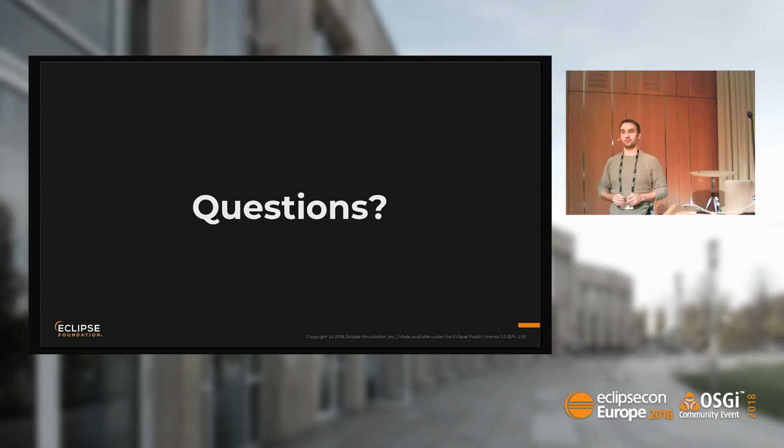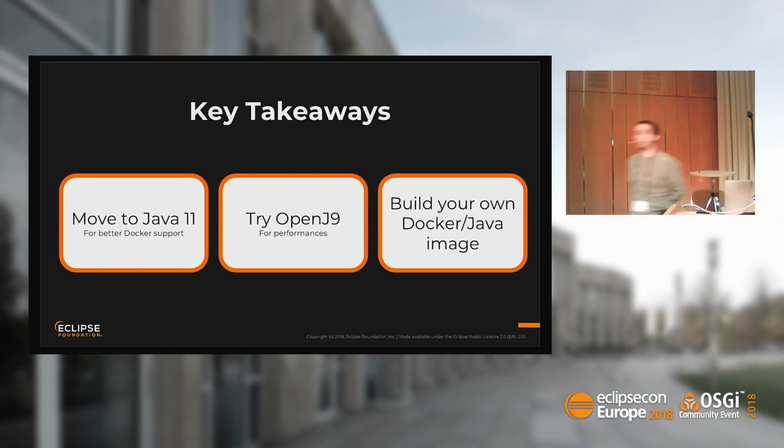Any other question? Okay, so then I guess we can conclude. If you haven't studied it yet, I encourage you to migrate to Java 11. If you want Docker support, it's really the way to go. Do not try with previous versions, especially Java 9 and 10, which are already deprecated. If you want to have a look at better performance, try OpenJ9. It's really, really impressive, the gain that you get almost for free.